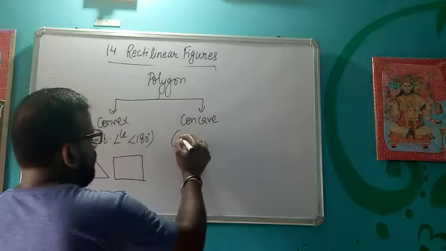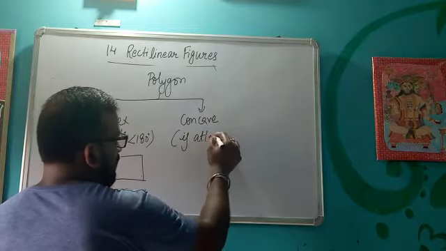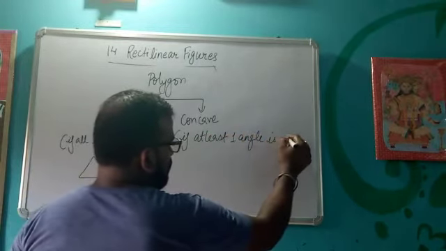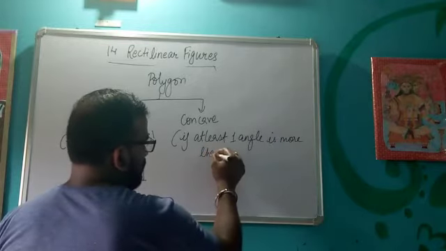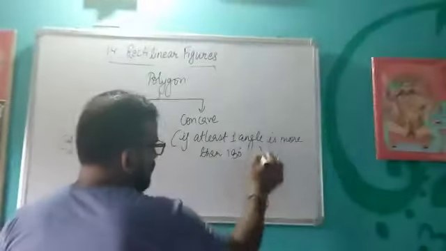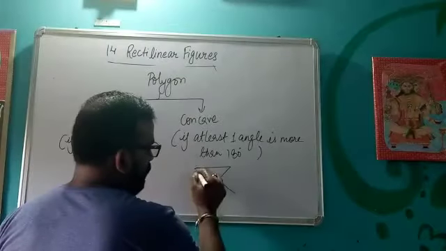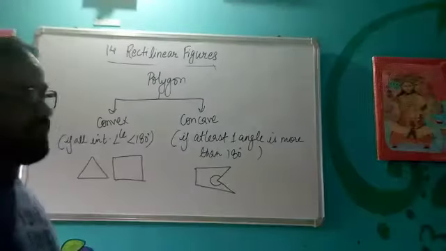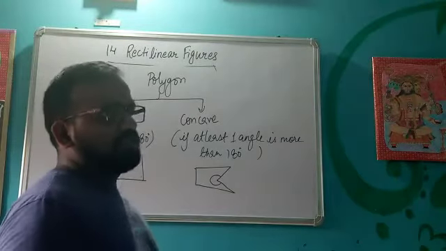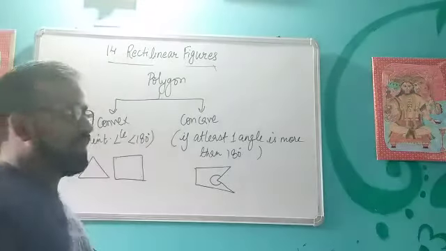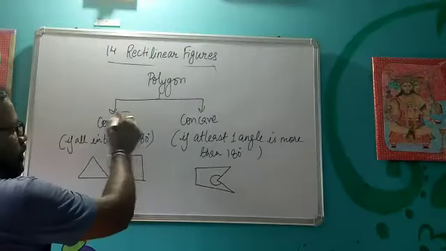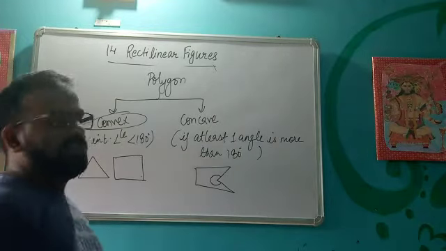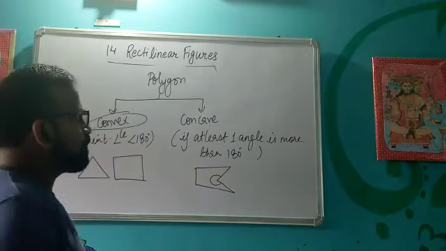And what about concave? If at least one angle is more than 180 degrees. For example, if I draw this polygon, it has one angle which is a reflex angle. So this is known as a concave polygon. Unless stated otherwise, we have to take every polygon as a convex polygon. If the question mentions a concave polygon, then we will take the concave polygon.